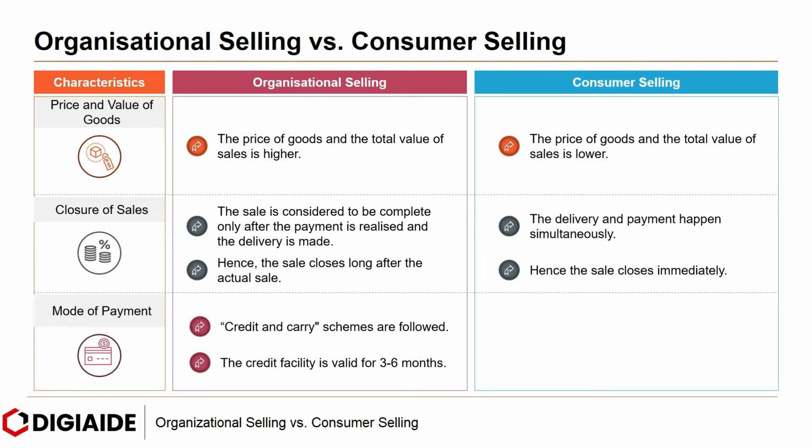And finally, the mode of payment. Credit and carry schemes are followed in organizational selling. The credit facility is valid for 3 to 6 months depending on the deal. Whereas in case of consumer selling, cash and carry schemes are followed.